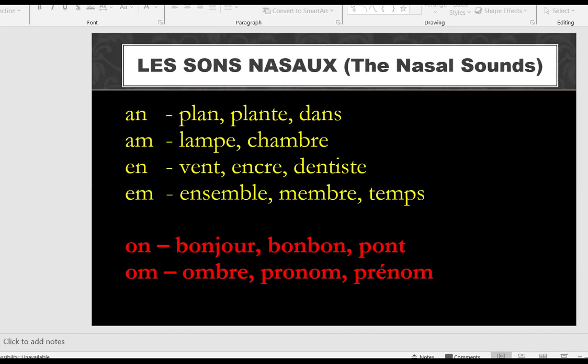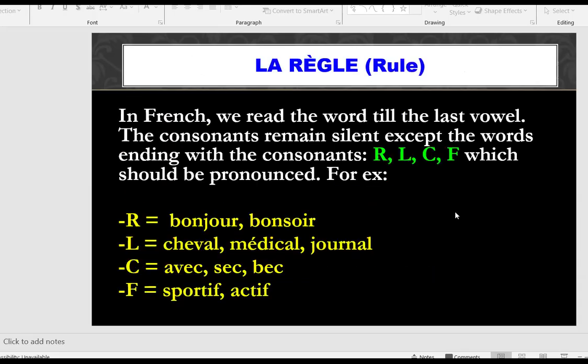Now what I have done, I have used different colors and put the sounds, the combinations like this. So you also write the combinations like this, and we will be learning the sounds. Now, before I start the sounds, I should tell you one thing. One rule. Please write this rule.